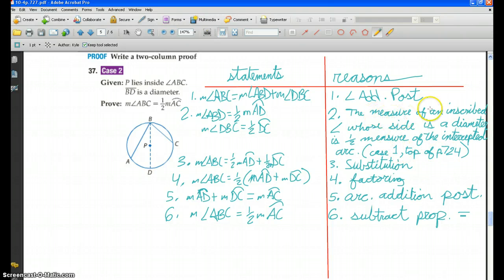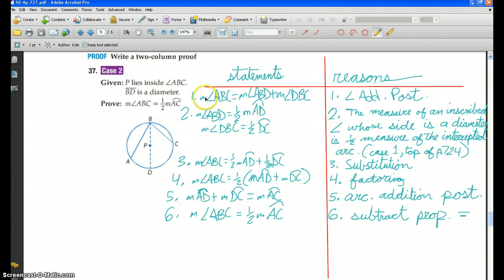It says that the measure of an inscribed angle whose side is a diameter is half the measure of the intercepted arc. So since ABD, one of its sides is a diameter, and DBC, one of its sides is a diameter, from that proof we can say that this angle is half of its intercepted arc, and this angle is half of its intercepted arc. From there we're going to use a little substitution.